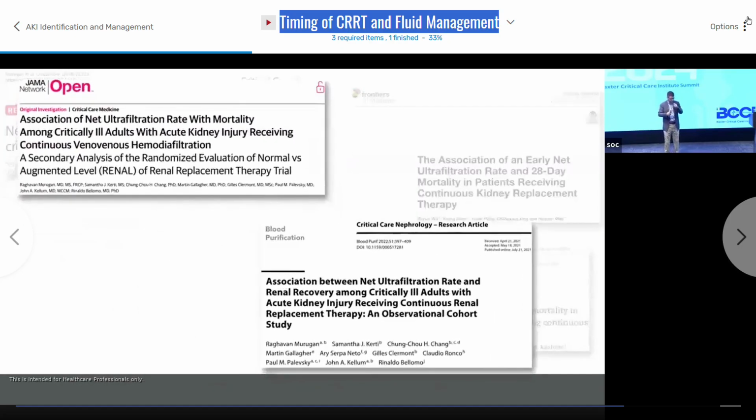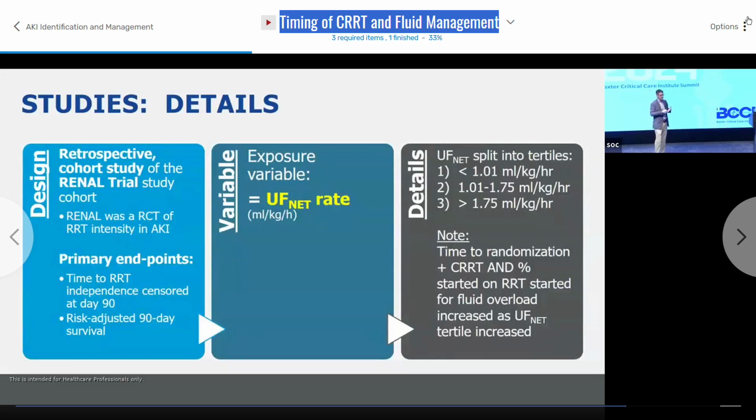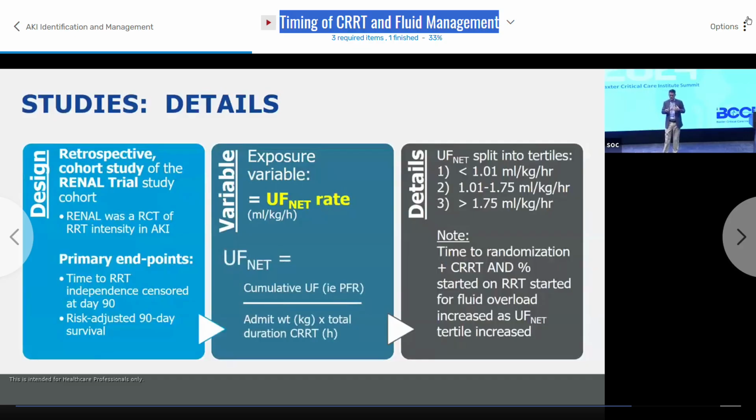Let's zoom in on these, okay? Take these first 2 trials. Same group. These are how they were designed. They were retrospective cohort trials of the Renal trial, which was an Australia trial about high dose versus low dose dialysis. You don't need to worry about that. Primary endpoints were time to independence in one study of dialysis and survival in the other study. The variable was the UF net rate, okay? And the UF net rate was defined as the cumulative amount of fluid that was removed divided by essentially the number of hours they were on dialysis, okay?